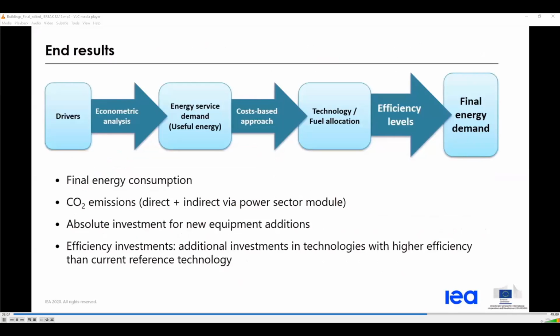As said before, once the technology choice is determined for each subsector or each projection year, together with the market share, efficiency, and fuel of use, the final energy demand can be computed, as well as the related CO2 emissions and the investments that are needed for new equipment additions.